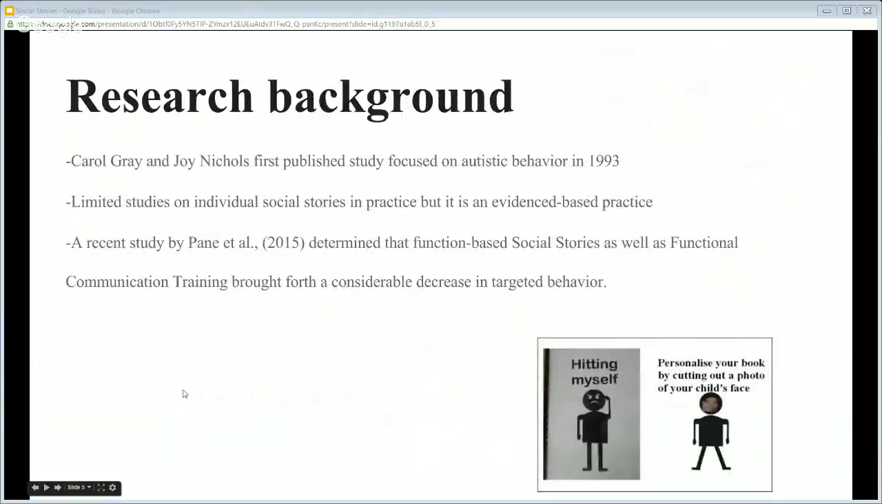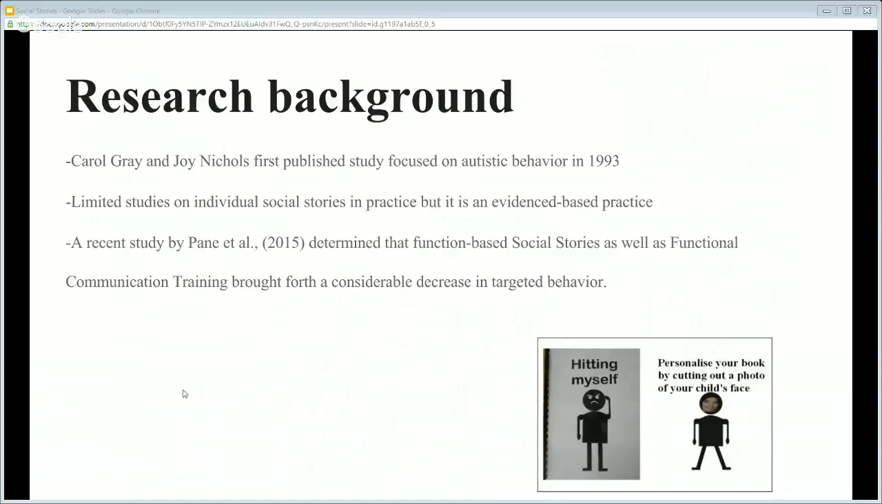So let's talk a little bit about the research background. Well, Carol Gray, who we discussed before, invented and created social stories, and along with Joy Nichols, first published her study on social stories in 1993, and that study focused specifically on autistic behavior. Overall, there are actually limited studies on individual social stories in practice. However, it is still an evidence-based practice.